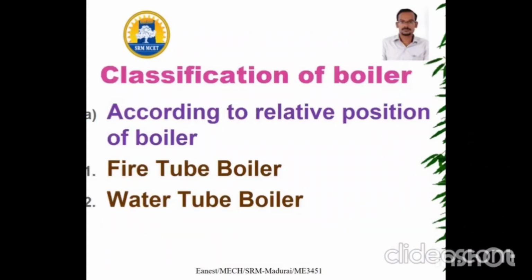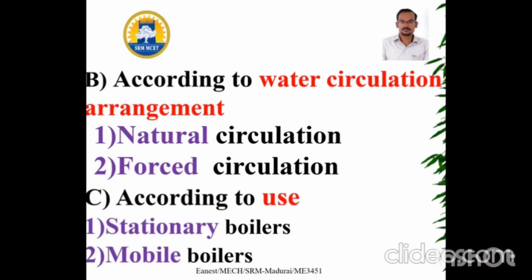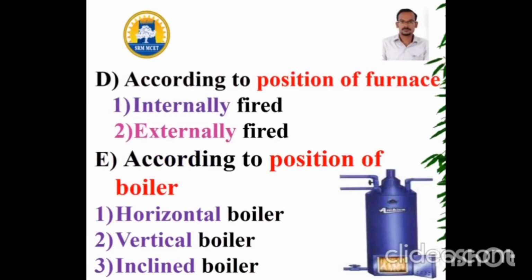There are several types of boiler: fire tube boiler and water tube boiler. Based on the water circulation, there are two types: natural and forced circulation. Forced circulation means it is driven by an external force like a pump. According to the usage, there are stationary boilers and mobile boilers. The mobile boilers are used in the tea shop. Based on the position of the furnace, it is internally fired or externally fired.